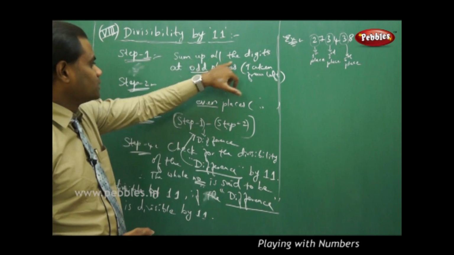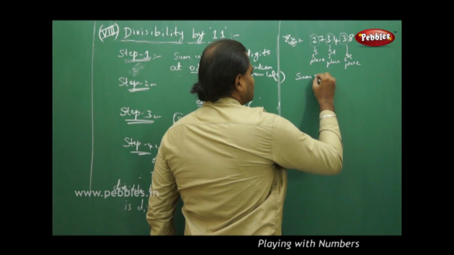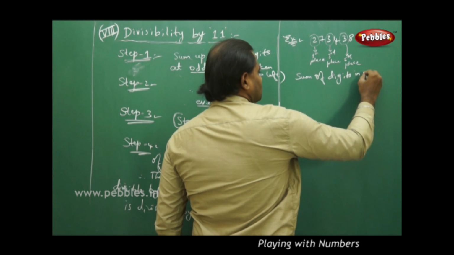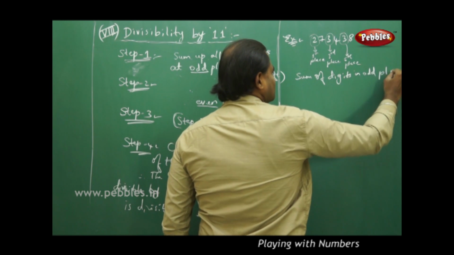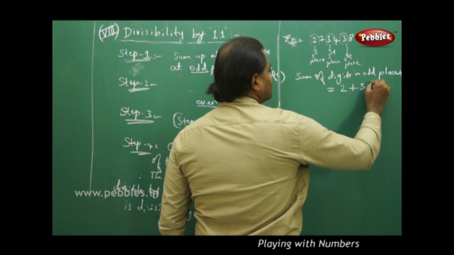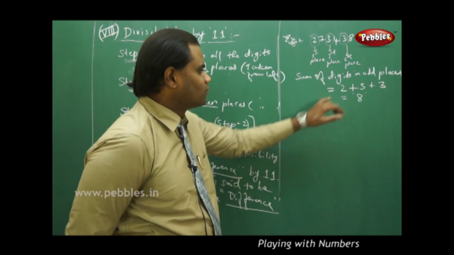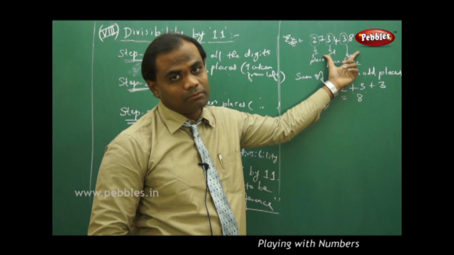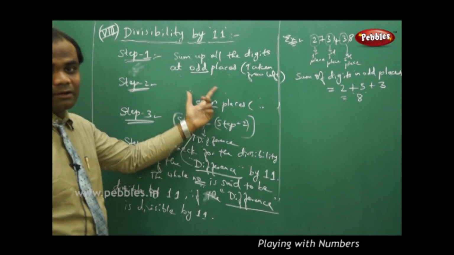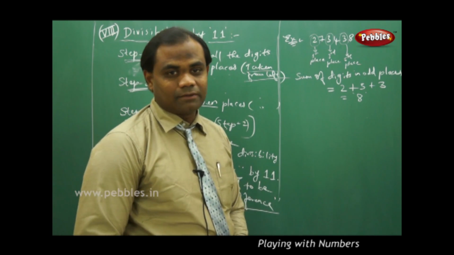So I sum up all the digits at odd places. Therefore, the sum of digits in odd places is nothing but 2 plus 3 plus 3, which gives me 8. So this is the sum of digits in odd places for the given number, which I got as 8 from step 1. And the more important point here is that I take the digits from left.